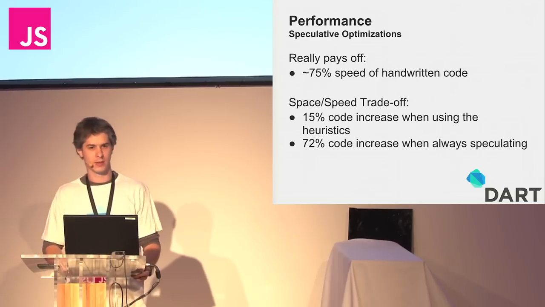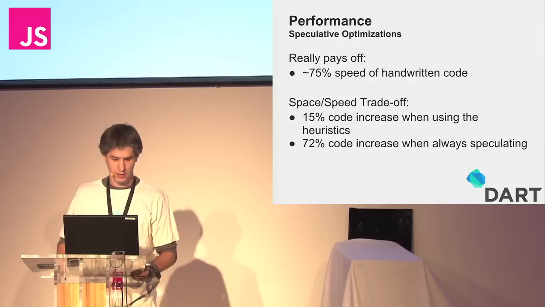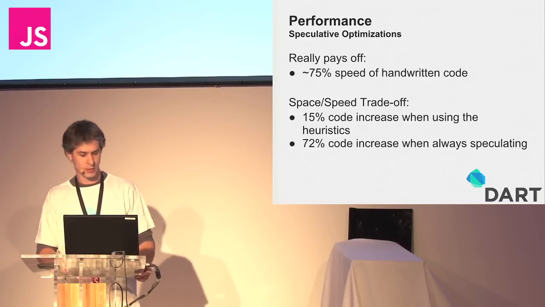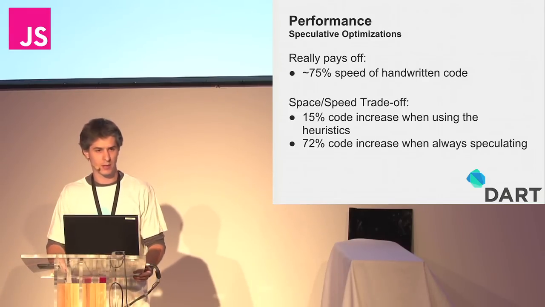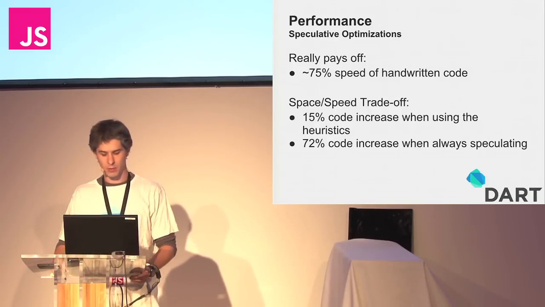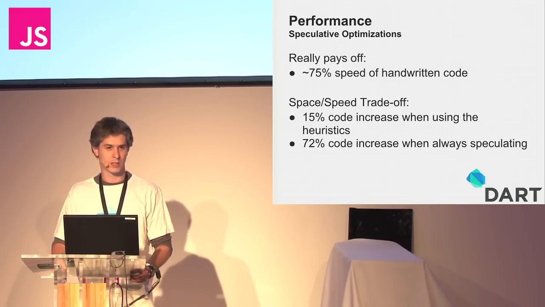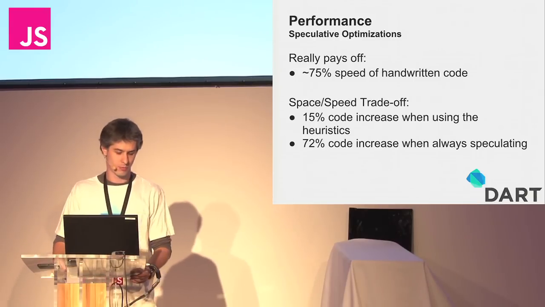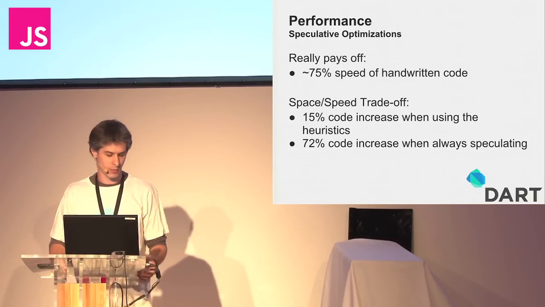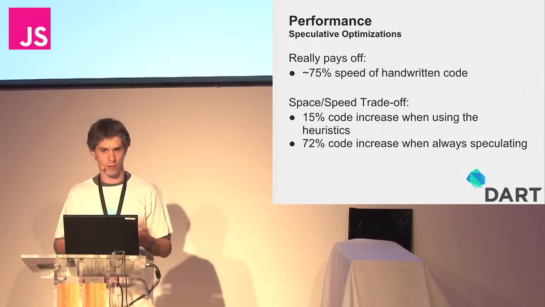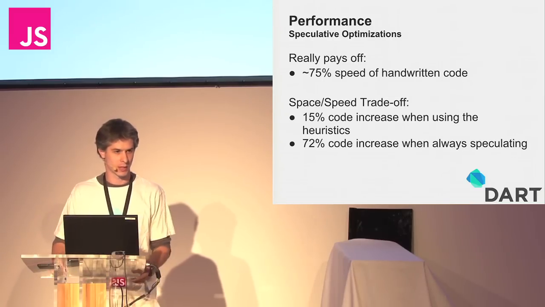So with that, we get another huge bump in performance, and it really, really pays off. With that, we have about 75% of handwritten code. And to get a little bit on the space-speed trade-off with the speculative optimizations, we have about 15% code increase when we enable the speculative optimizations using the heuristics. And even if we didn't use the heuristics, it would only blow up by a factor of 72%. So for profiling, for instance, it would still be feasible to have all speculatives in and then see which ones are actually effective.